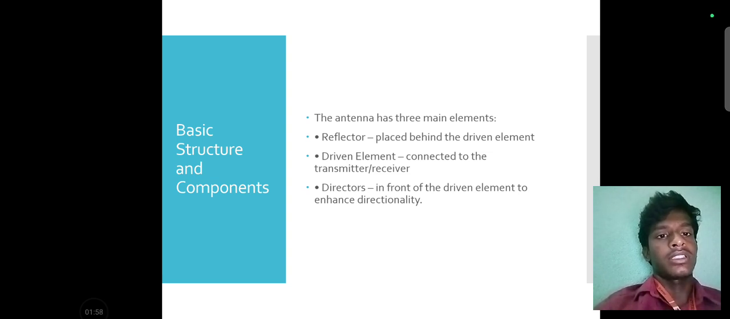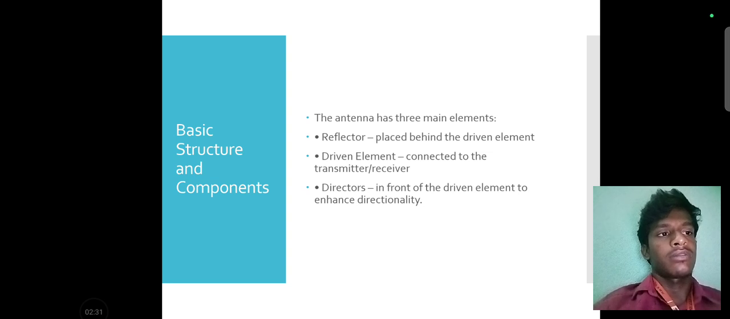Now the basic structure and components of the Yagi antenna. The antenna has three main elements: the reflector, the driven element, and the directors. The reflector is placed behind the driven element. The driven element is connected to the transmitter or receiver. The directors are placed in front of the driven element to enhance directionality.